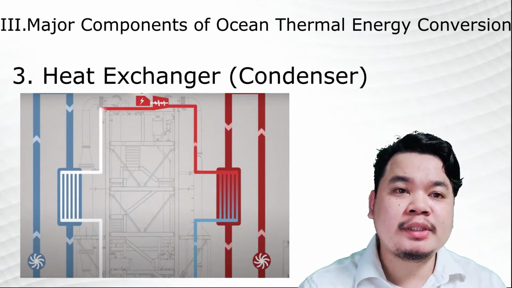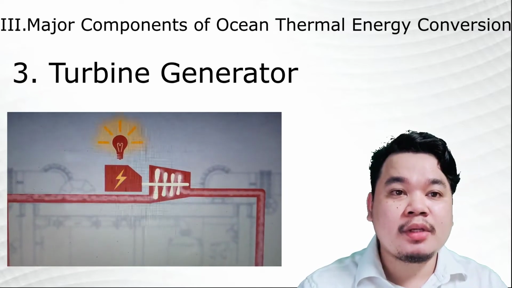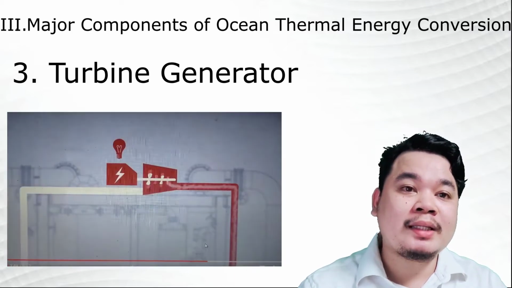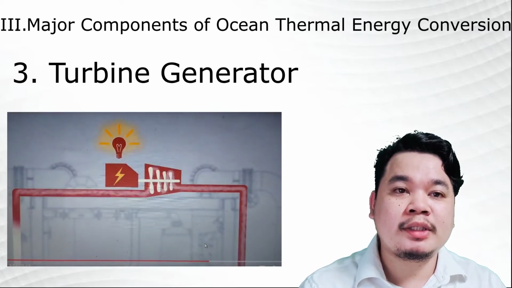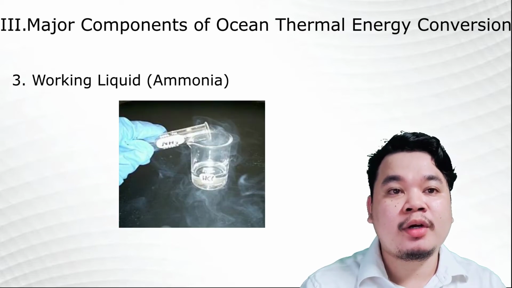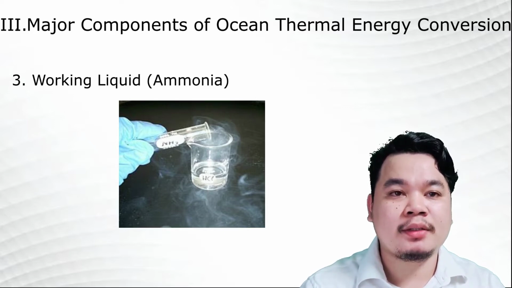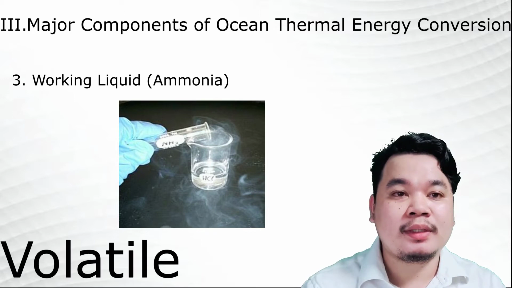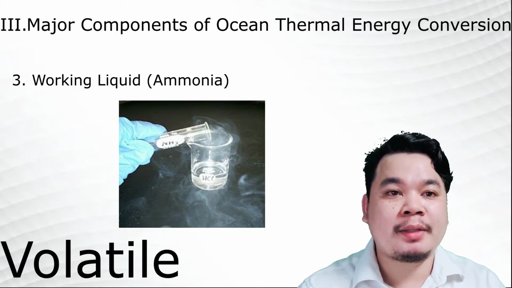The fourth major component is the turbine generator. The pressurized working fluid in gas state drives the turbine, and this rotation will drive the generator that will convert mechanical to electrical energy. And one of the most important in the system is the working liquid, or the ammonia. The popular choice of working fluid is ammonia, which has superior transport properties, easy availability, and low cost. A good characteristic of ammonia is that it is volatile. It means it easily evaporates at normal temperature.